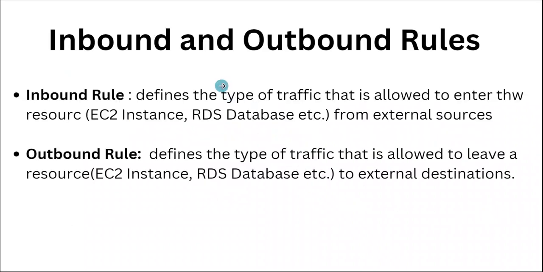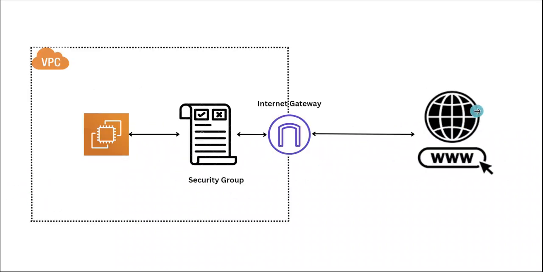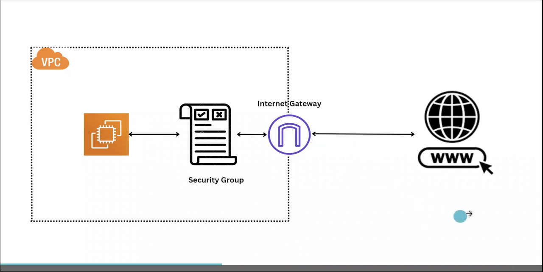So what are these rules actually? There are two kinds of rules that you define in your security group. There is an inbound rule and then there is an outbound rule. Inbound rule basically defines the traffic that is allowed to enter the resource like an EC2 instance or RDS database from external sources. Basically, the inbound rules will define who can get into your EC2 instance and access the website that is running on it. You can define a set of IPs or you can define only the ports that are open to the internet and things like that. We will see more when we do a hands-on.